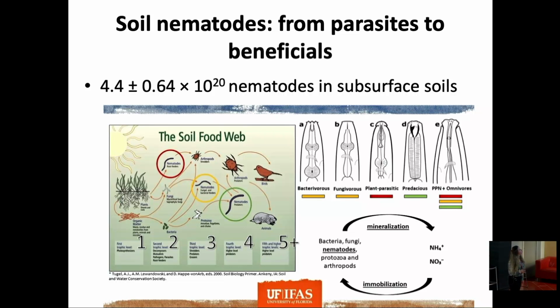So this slide is just to show you the importance of nematodes in the soil food web. There are 4 times 10 to the power 20 nematodes in subsurface soils that play various functions in the soil food web. We have microbivore nematodes that feed on bacteria and fungi and release the nutrients for plant uptake. Then we have plant parasitic nematodes that feed on the plant roots, but also serve as food for higher trophic groups. We have predatory nematodes that feed on other nematode groups and also serve as food for higher trophic groups, and some omnivores that have various food.